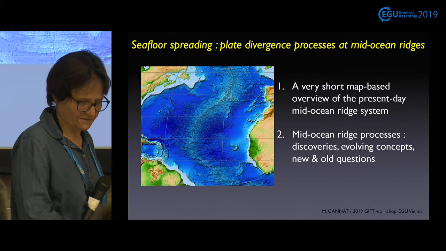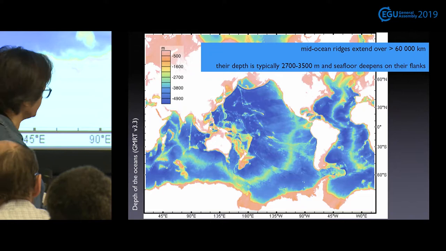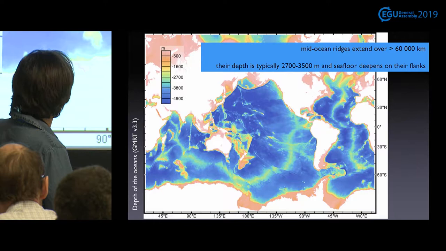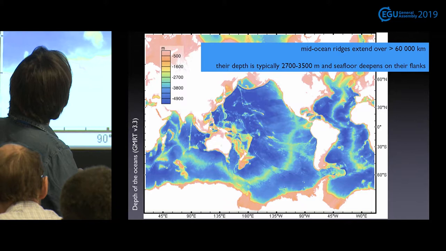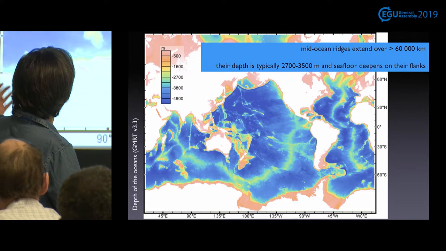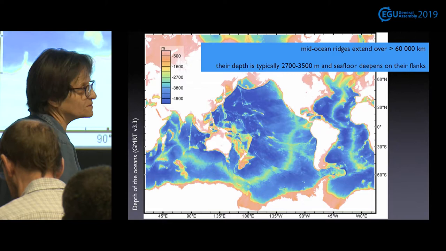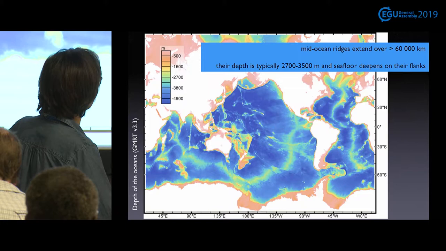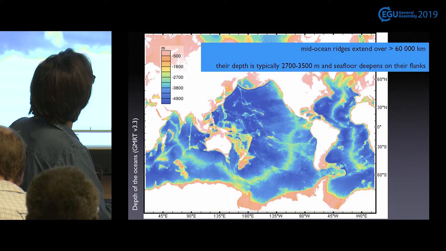So that's the first map. It's a bathymetric map. It shows you the topography of the seafloor. We call it the bathymetry. It shows you that you go basically from zero to more than 6,000 meters, and in these very dark areas next to the subduction zones, you can go down to 10,000 meters. The mid-Oceanic ridges are these things there in colors that correspond to depth, typically between 2,700 and 3,500 meters.